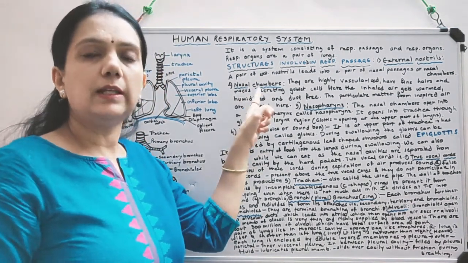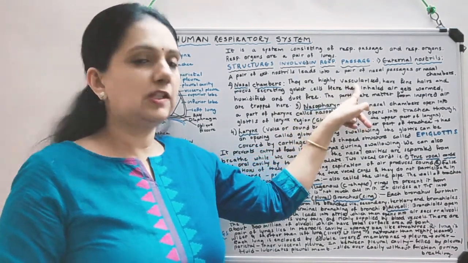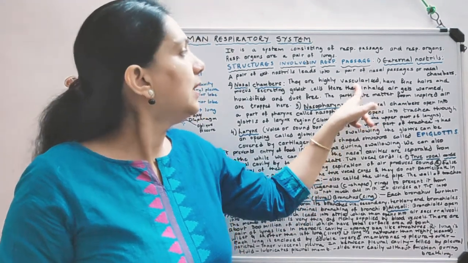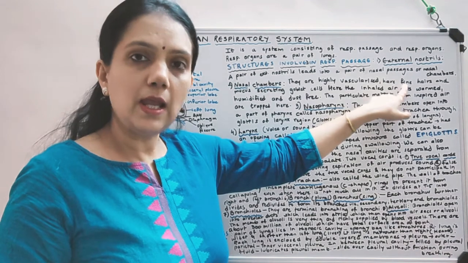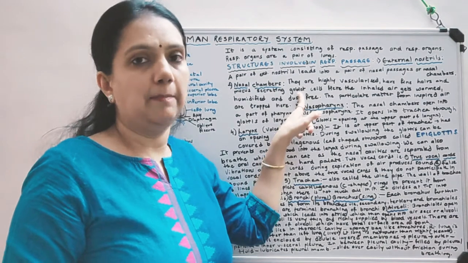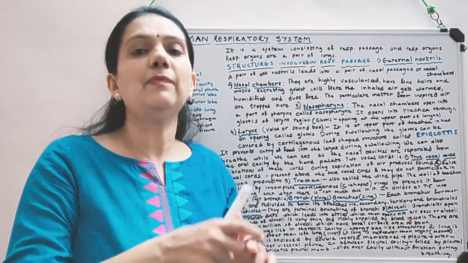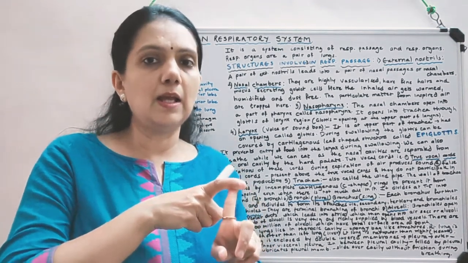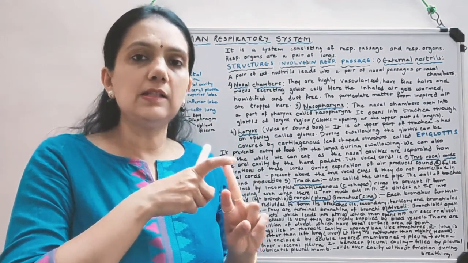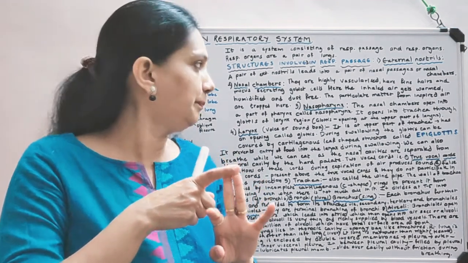Now these nasal cavities are highly vascularized. Vascularized means having a very rich blood supply, and they have fine hairs and mucus-secreting goblet cells in them. So the cavities have three things in them. First is rich blood supply, which we call highly vascularized. Second is goblet cells, which secrete mucus. And third is fine hairs.